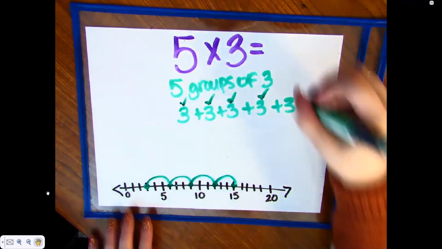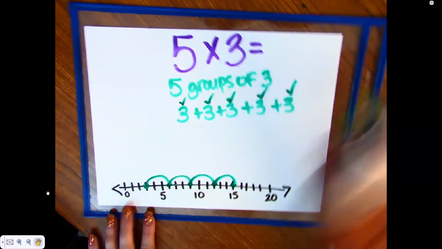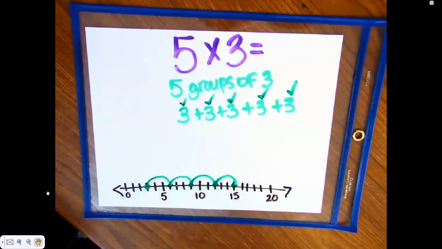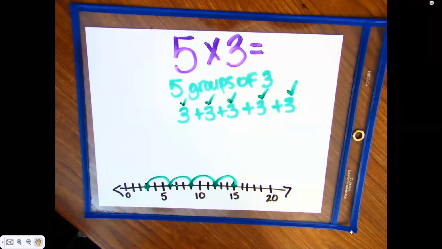So then what would be the answer to 5 times 3? Sarah, what would be the answer to 5 times 3? 15.